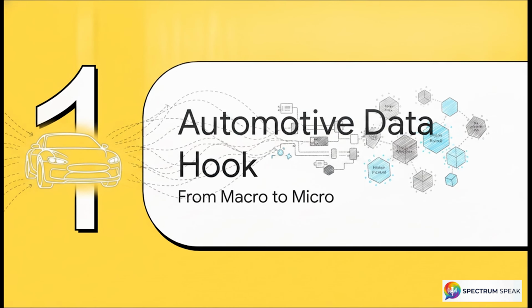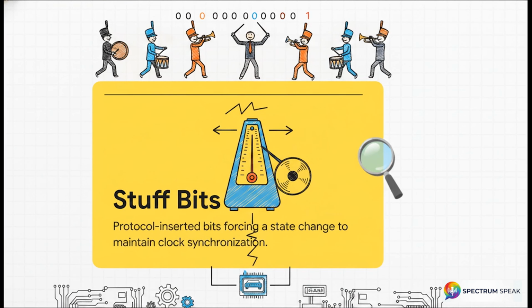Section 1. The automotive data hook. Let's go from macro to micro. To really understand how a network overload happens, we need to zoom all the way in and dive straight inside the data material itself. Because the payload, the actual useful data you're trying to send, is really only a fraction of what travels across the bus. The rest of it is hidden overhead.